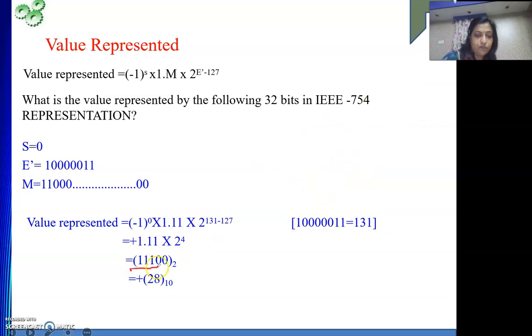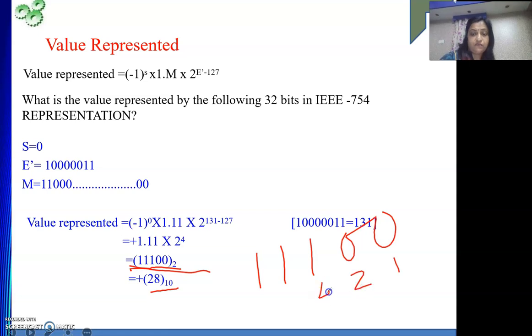So it is 11100, and for this you can find the decimal very quickly. It is triple one, double zero, so it is 1, 2, 4, 8, 16. These parts are not there.